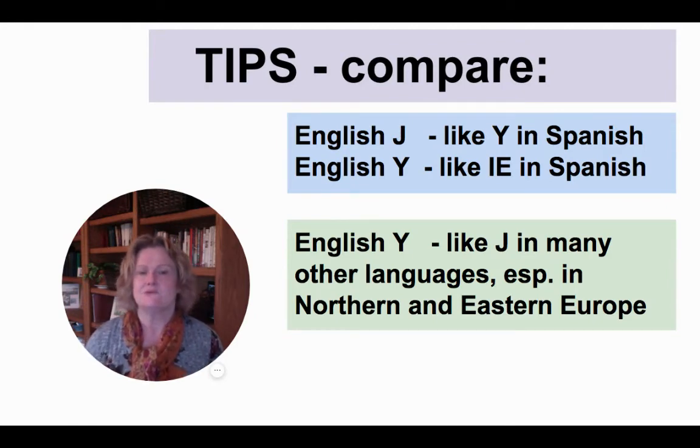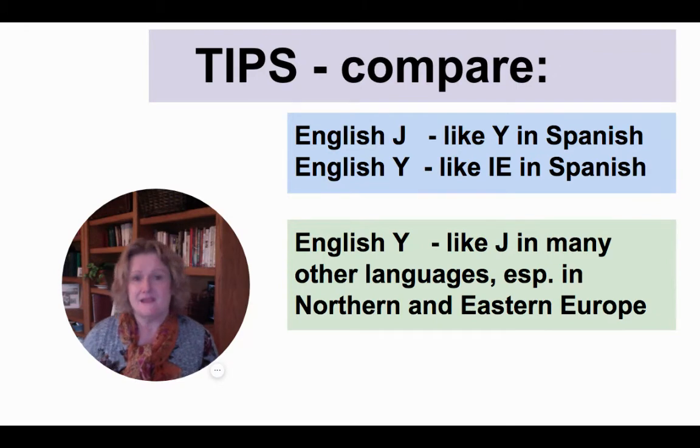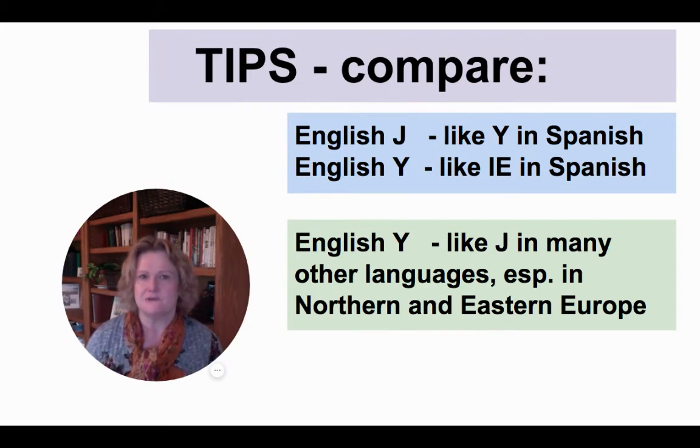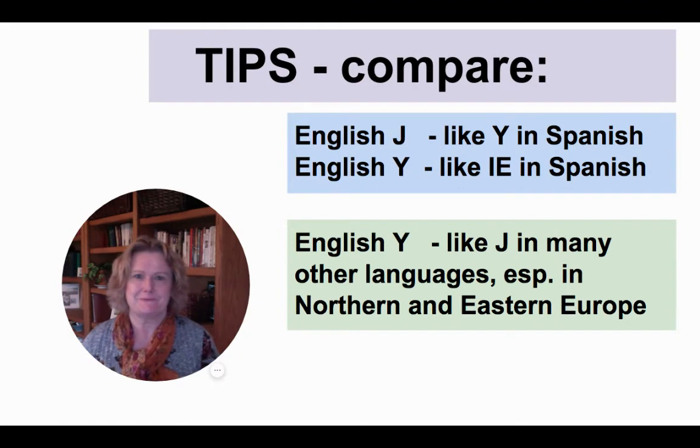Now the English Y, you can think of as an IE as in Diego, that yeah, Diego. Now, in other languages, especially Eastern and Northern European languages, they have a J, but they pronounce it like an English Y. So that's something you can pay attention to also.